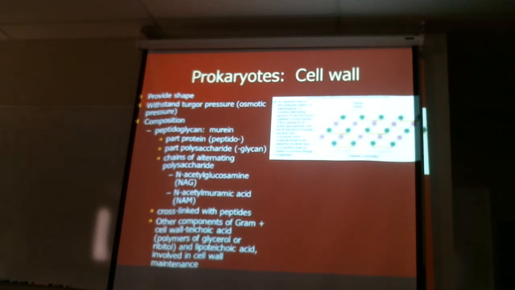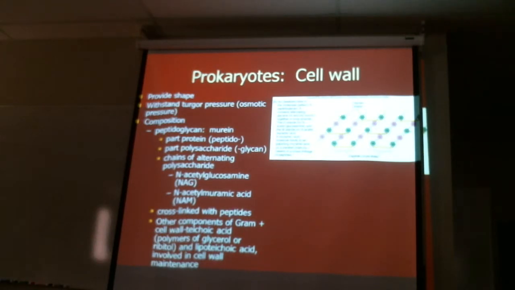Now the next layer right beneath the outer membrane, if the organisms have that, is the cell wall. The cell wall helps to provide shape. So when I ask you on the exam, what provides shape, that's the cell wall. Helps to withstand that osmotic pressure, so it's protection and shape. Now as far as the composition, it is made up of peptidoglycan, and specifically it's the murein type. There's several types of peptidoglycan.